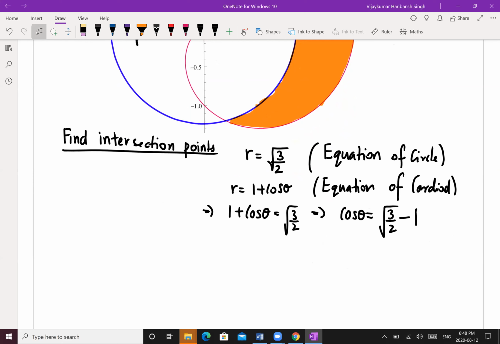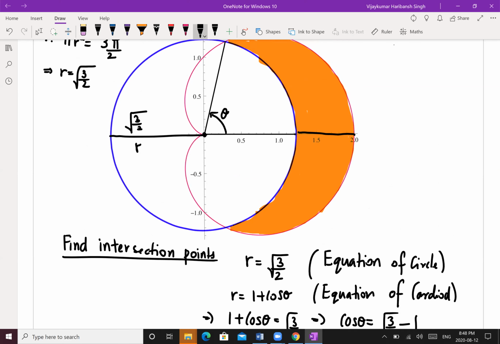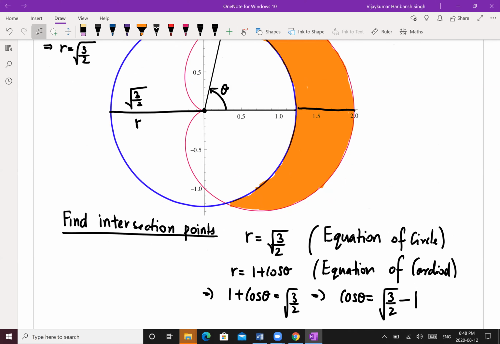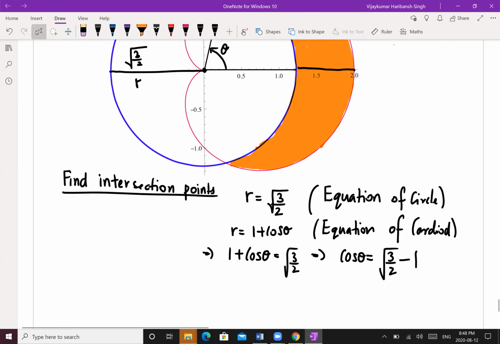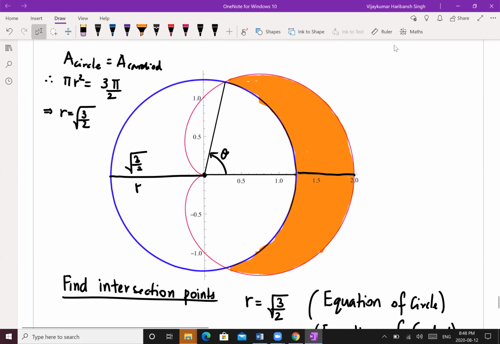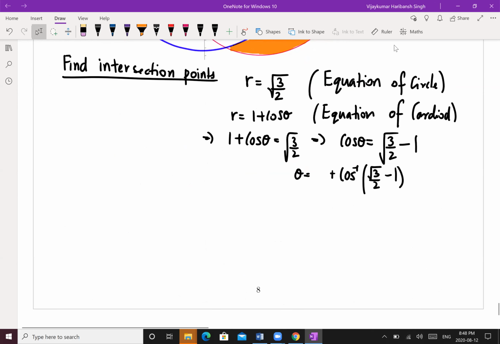And then when you take the inverse, you actually get two angles, right? Because cos of minus theta is cos theta. So this is going to be cos inverse of plus or minus theta equals cos inverse of plus or minus root 3 by 2 minus 1. We'll be only interested in the plus one because we are only going to exploit the symmetry here. So exploit symmetry.